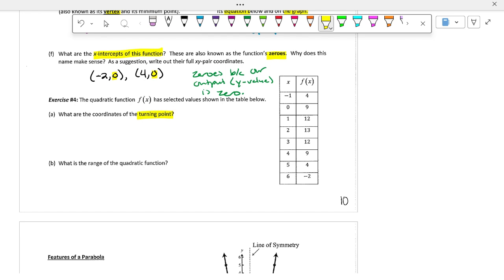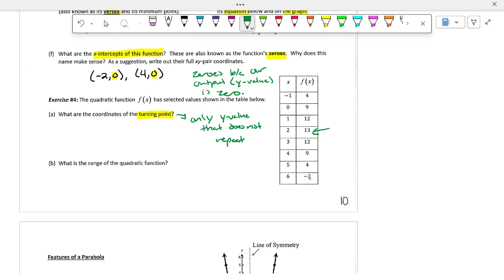So your vertex would typically be the only y value that doesn't do what? Not change, repeat. All right. So your turning point contains the only y value that does not repeat. So if you look at this table, what is the only y value that doesn't repeat? 13.